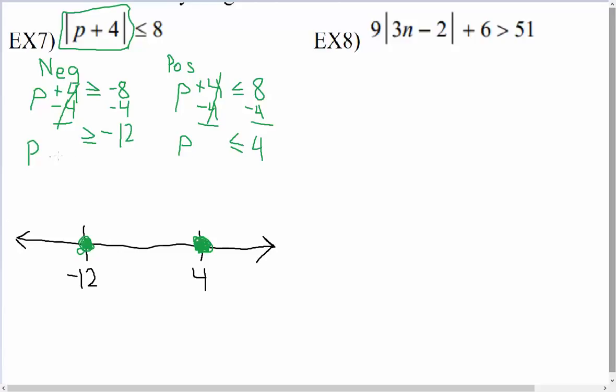And the negative direction says P is greater than or equal to negative 12, so it's bigger than negative 12. So all the numbers bigger than negative 12, well, that would be to the right. And then this one says P is less than or equal to 4, so that would be every number to the left of 4. So those two go towards each other and they meet in the middle, as some of you like to say. So that is an in-between shading.